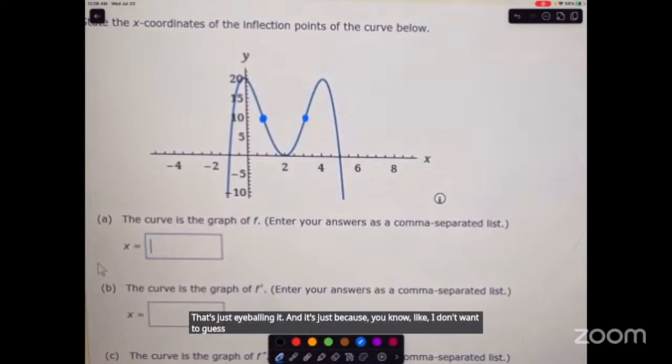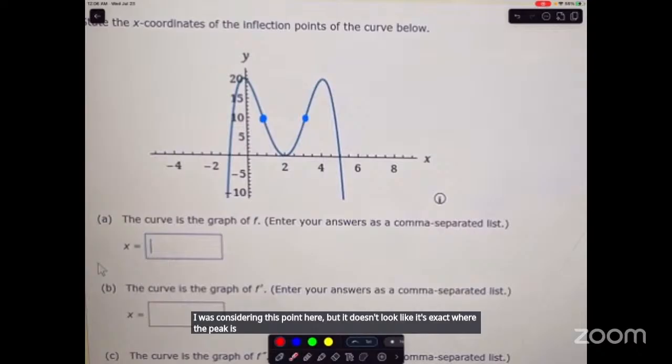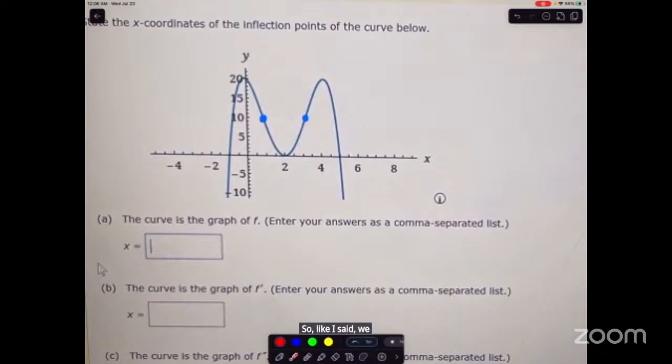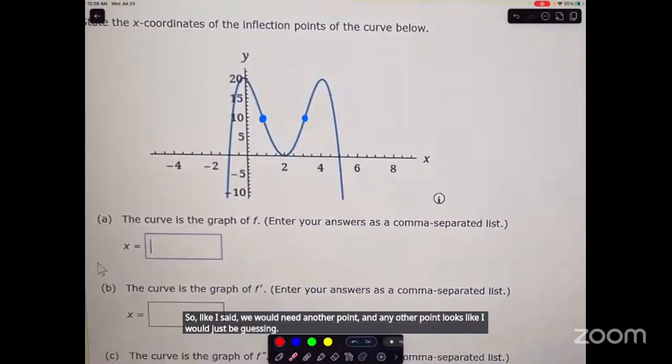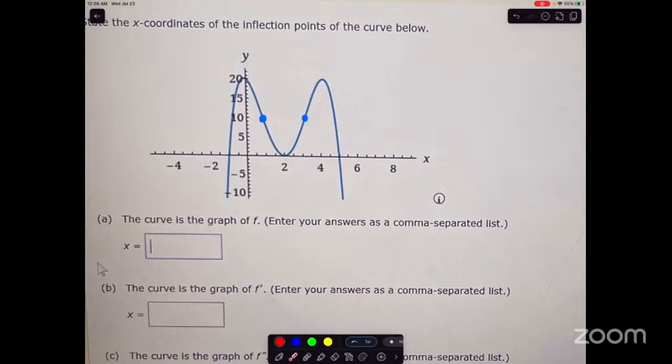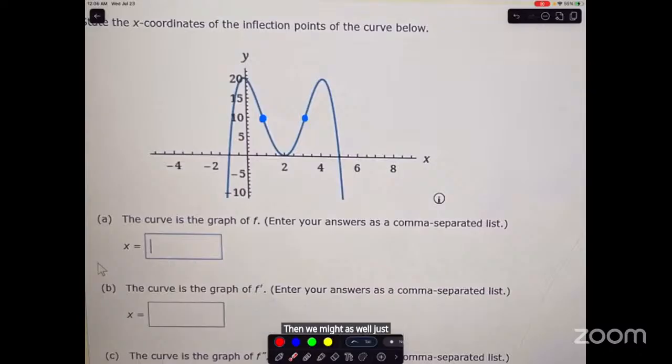For instance, I was considering this point here, but it doesn't look like it's exact where the peak is on the x-axis. I mean the y-axis. Like I said, we would need another point, and any other point looks like I would just be guessing. I'm trying to see if I can find something. If I had to guess on that additional point, then we might as well just guess on the x value here.